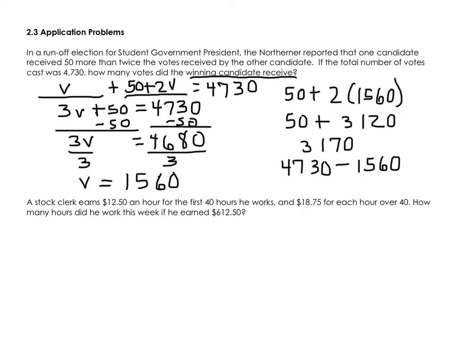So let's make sure we put this in a complete sentence. The winner got 3,170 votes. And that's our solution.